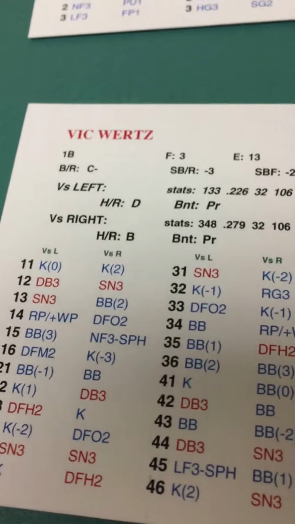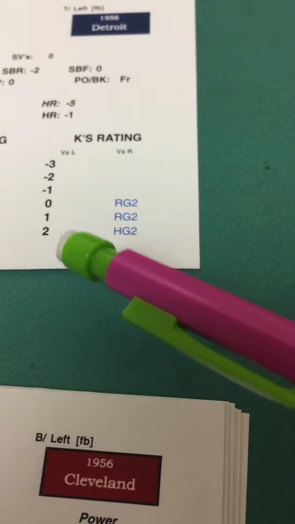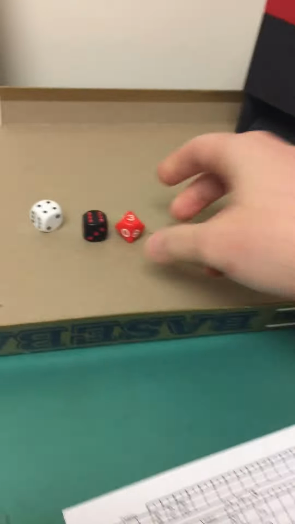So 46 is a K2 for Vic Wertz versus lefties. We know Heft has got all blanks there, so that's a strikeout since it's a 3. For the second time this game, Wertz swings through one and is down for strike 3 and 2 outs. Now Al Smith at the plate.